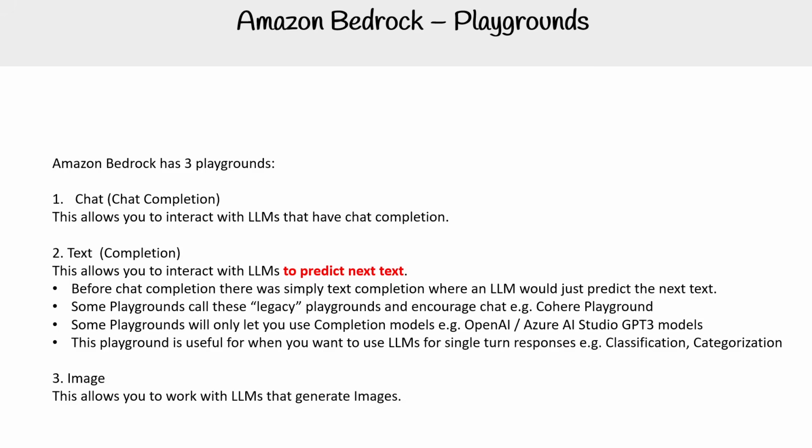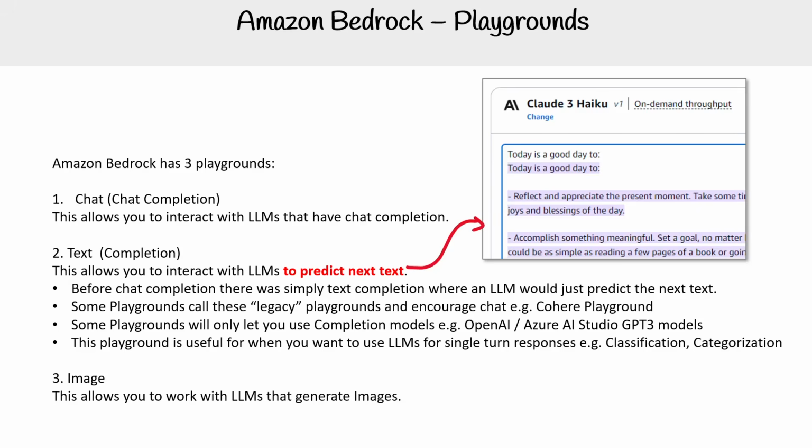And then the third one here is images. This allows you to work with LLMs that generate images. Pretty straightforward. And here's an example of the text completion. So you can see in this one here, we've written something, right?